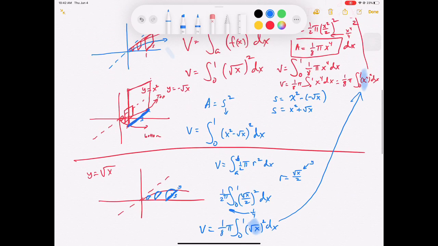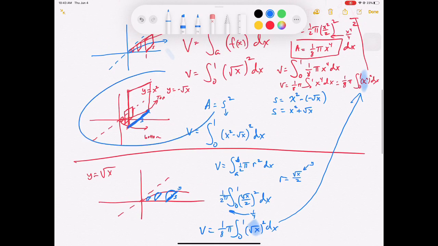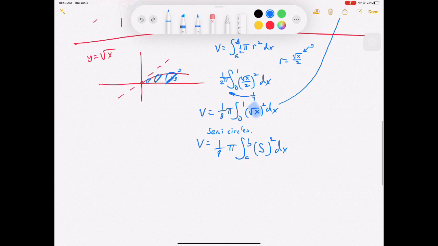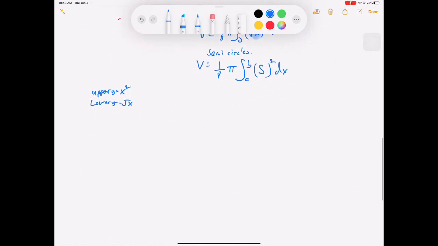Does this change for my next example, the one that we did right here? Are we going to be expecting the same type of formula? Okay, let's talk about it. We said the upper was x squared, the lower was negative square root of x. So let's draw that again. We had the upper of x squared, lower of negative square root of x. I'm going to take one cross section as an example. So this is going to be x squared and negative square root of x.